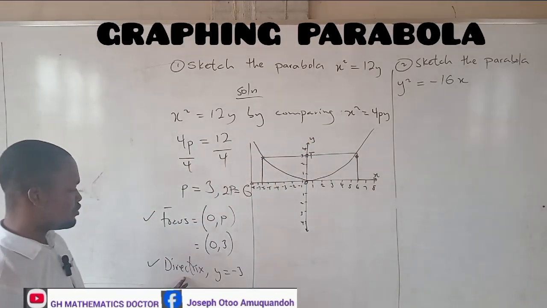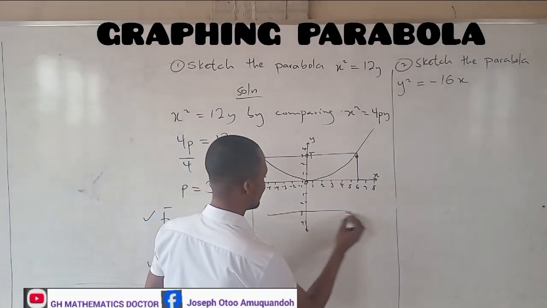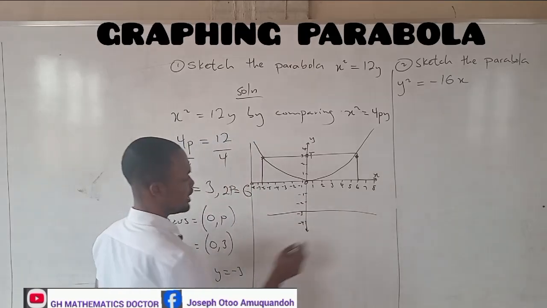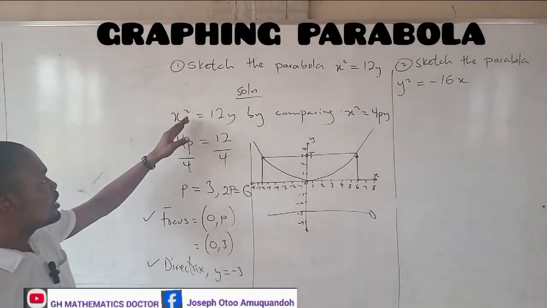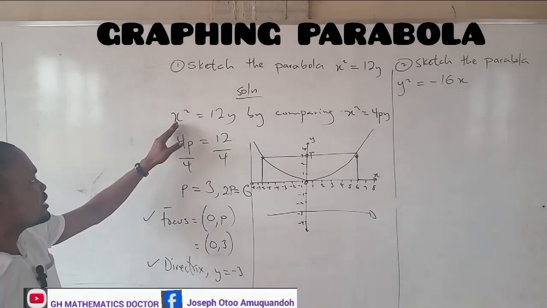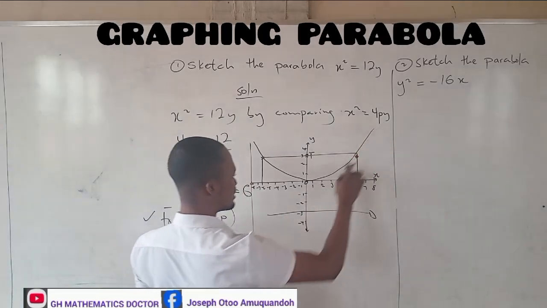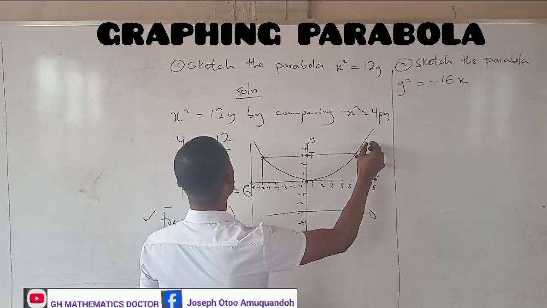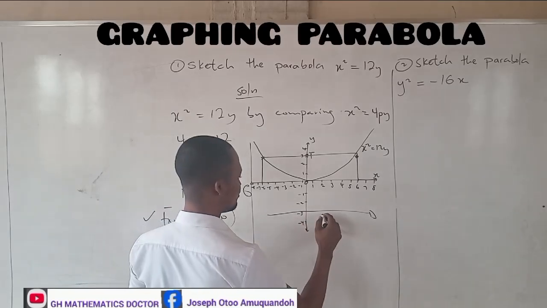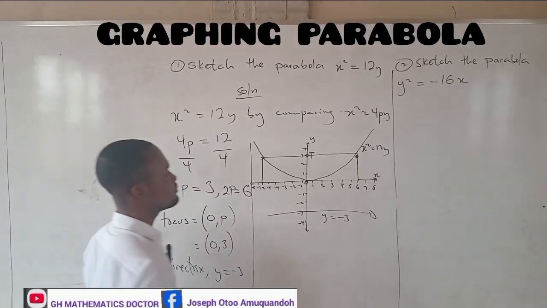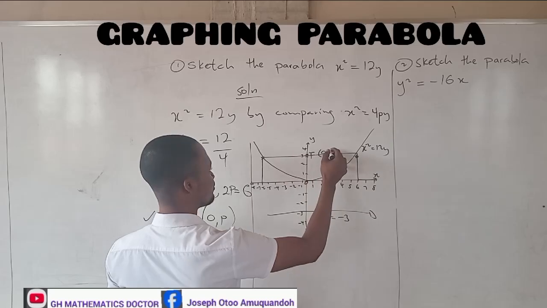And don't forget your directrix. So the directrix was y equals negative 3. So we have the directrix over here, the negative values over here, and we have the directrix. Don't forget to label your parabola. It is of this equation, x squared equal to 12y. So I'm going to say that this sketch here comes from the equation x squared equal to 12y. And the equation of the directrix is also y equal to negative 3. And our focus will also be 0, 3.